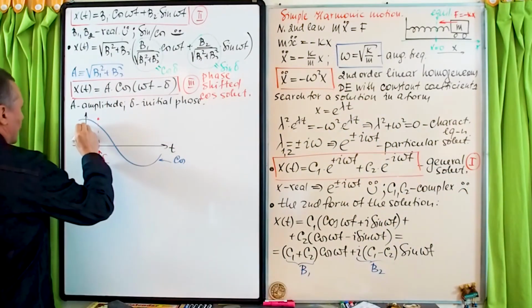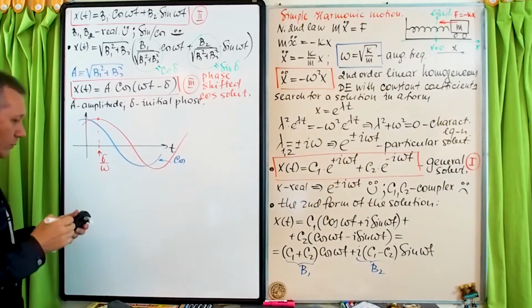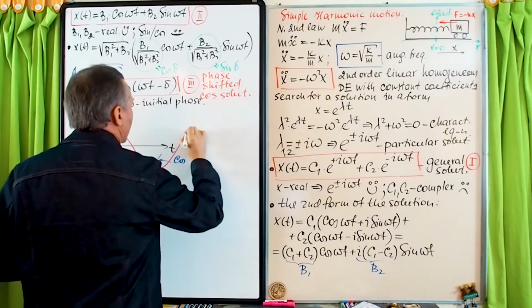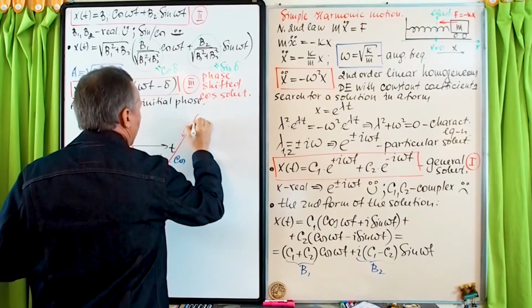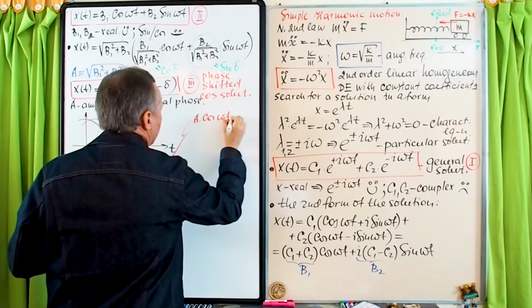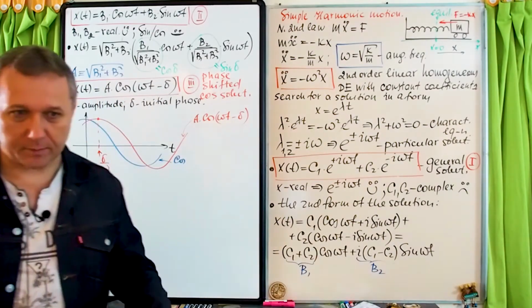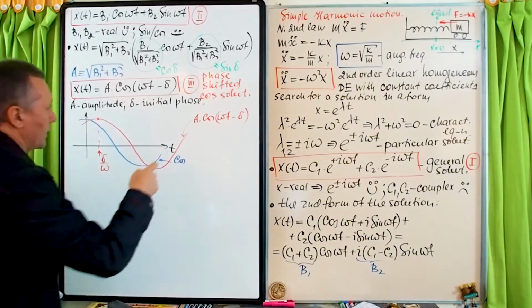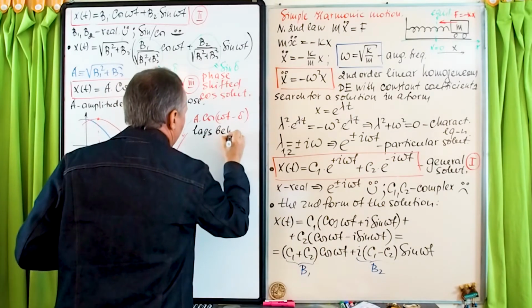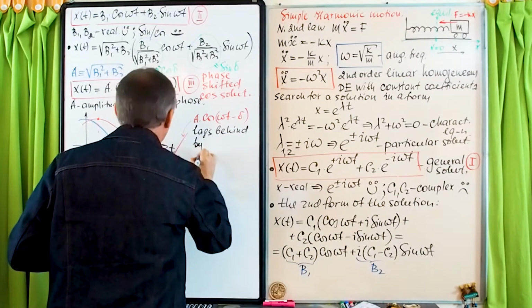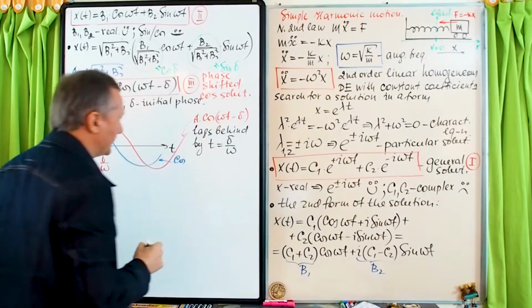So it will be, right. So this is our, okay, let me use: a cosine omega t minus delta, and I will write, so it lags behind, again lags behind in time, not in phase, in time. So this lags behind by what? t equals delta over omega. Right.